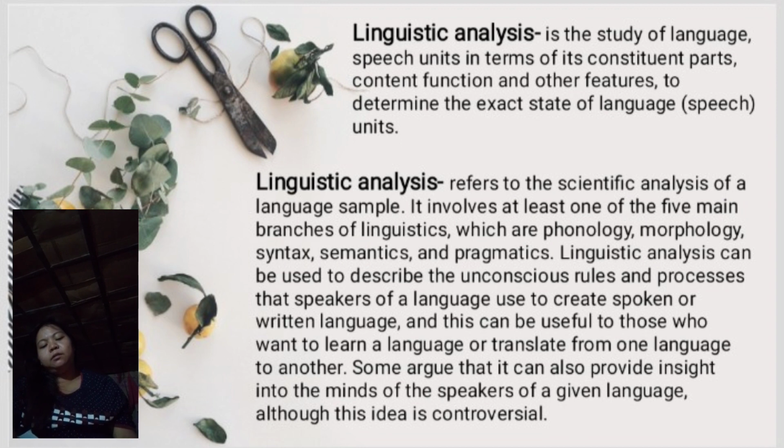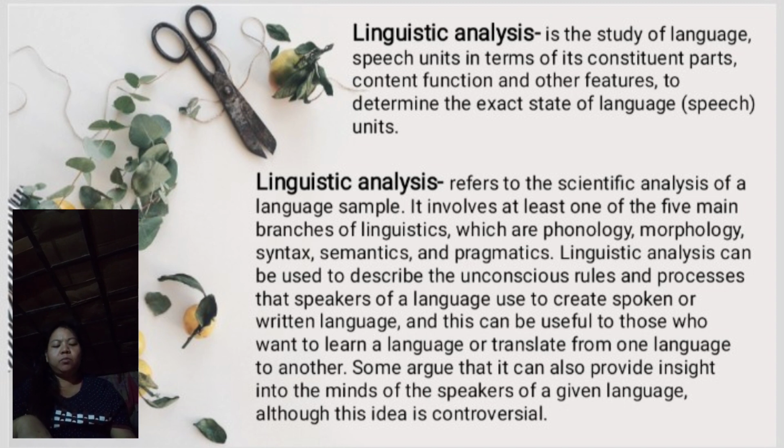Linguistic analysis refers to the scientific analysis of language samples. It involves at least one of the five main branches of linguistics, which are phonology, morphology, syntax, semantics, and pragmatics.